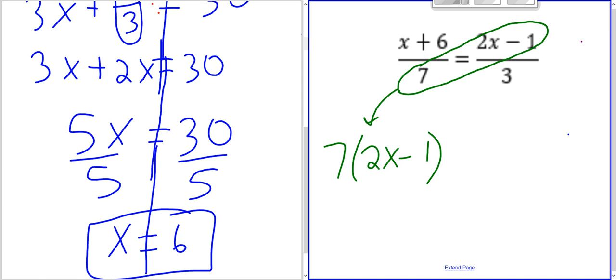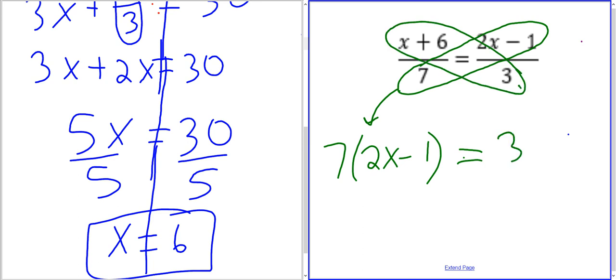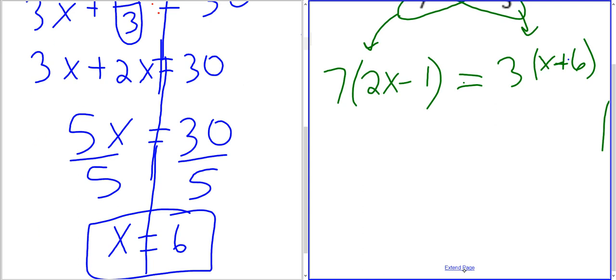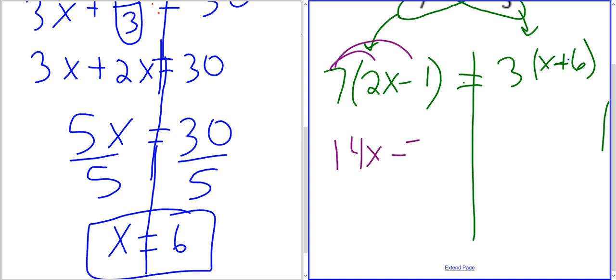And we'll set that equal to this. So 3 times x plus 6. So first, distribute the 7, so this gives you 14x minus 7, make sure to include the negative, equals 3x plus 6.